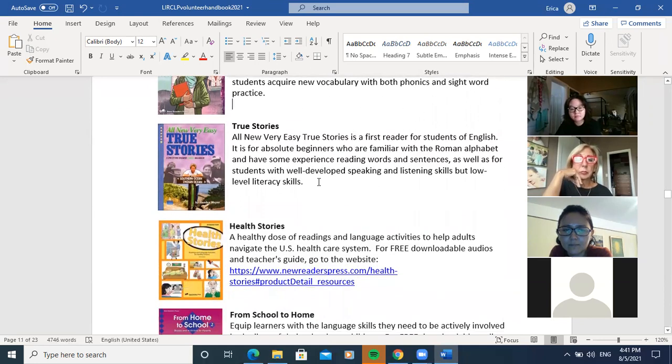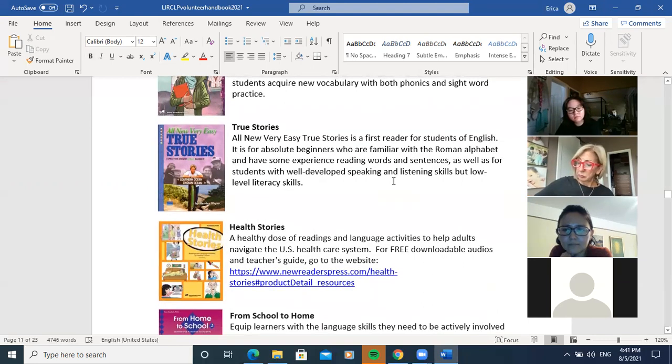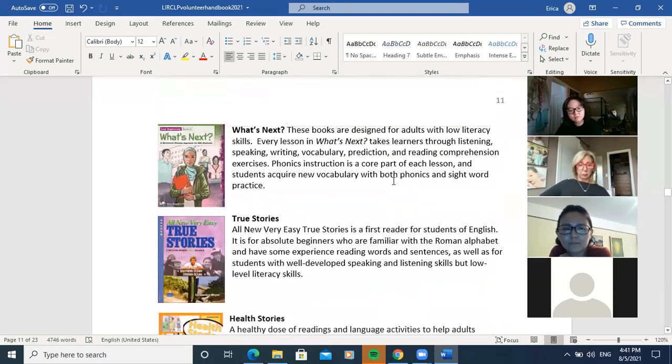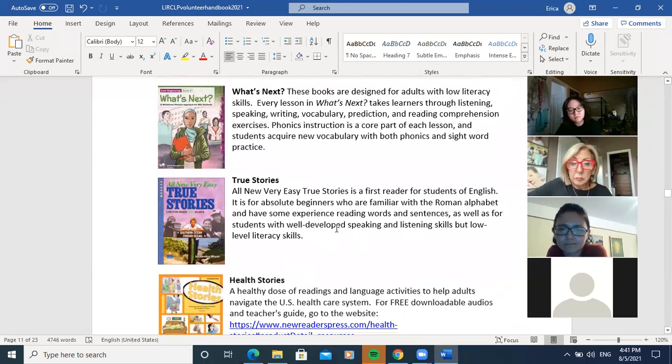Okay, and then True Stories. These are at a bunch of different levels. They're different real articles. Again, the Intercambio books don't have a lot of extensive reading, and some of the other textbooks don't either. So this is an option if you want to do a bit more reading.